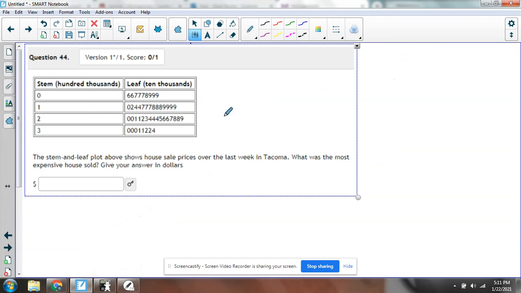All right, this is question 44. It says the stem and leaf plot above shows the house sales price over the last week in Tacoma. What is the most expensive house sold? So these are the stems and these are the leaves.